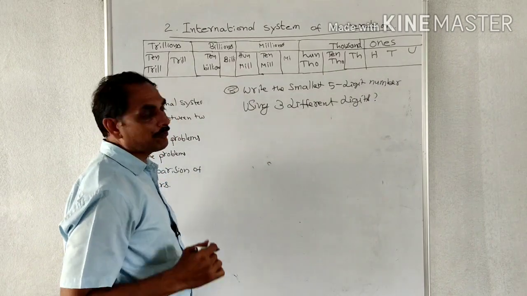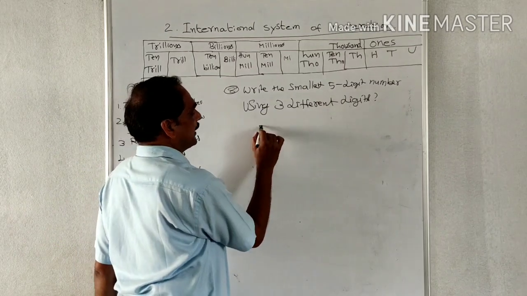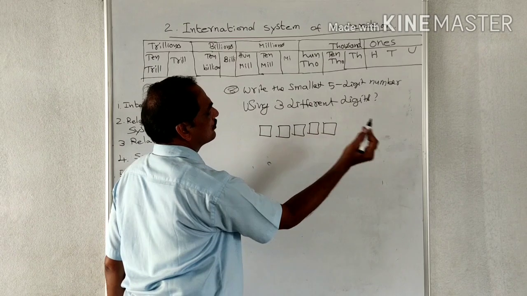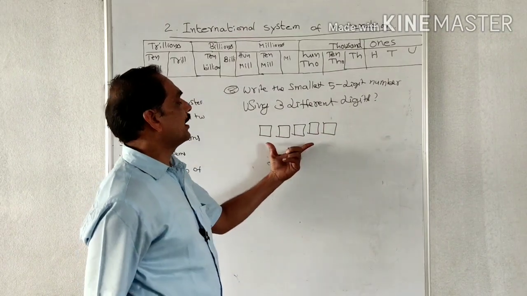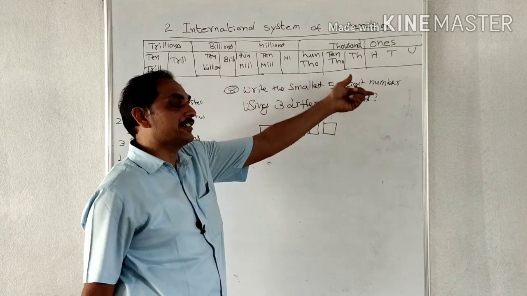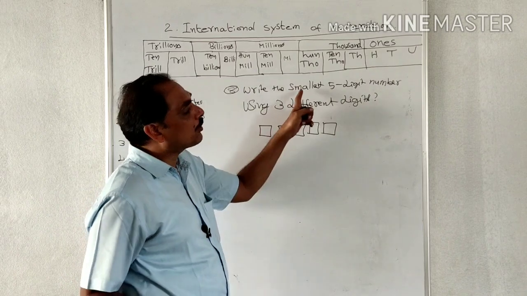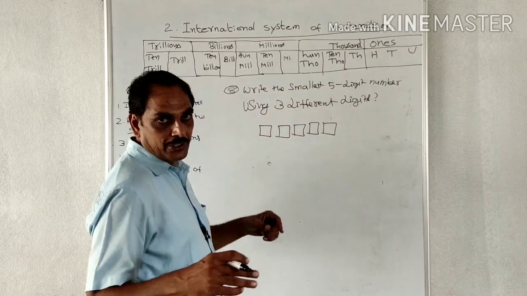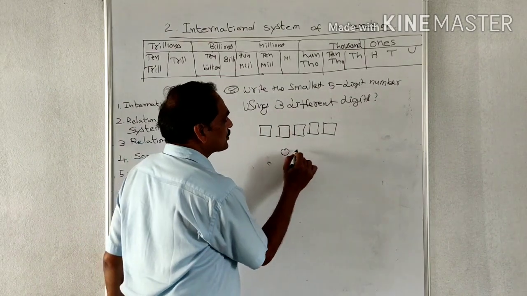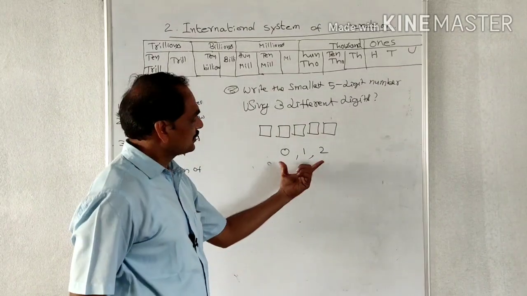So we have to find the smallest 5 digit number. We write 5 boxes: 1, 2, 3, 4, 5. These are the 5 digit boxes. Now we have to find the smallest 5 digit number using 3 different digits. To find it, we take the smallest 3 digits. So the smallest 3 digits are 0, 1, 2.